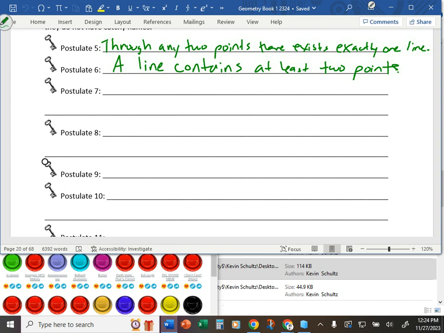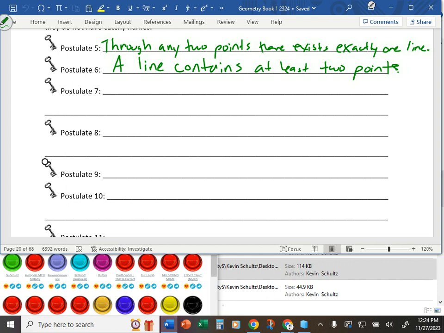Colin, why are you excluding the segments and rays? These are what the postulates are. These are not my verbiage. These are the official geometric postulates for them. I don't know the reason for that, but we're just going with it.